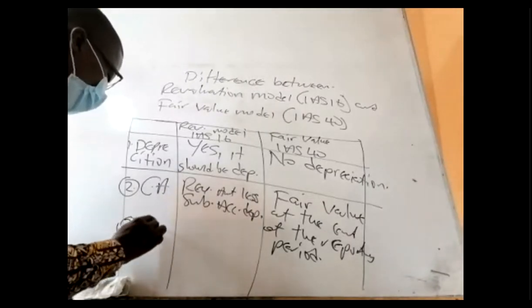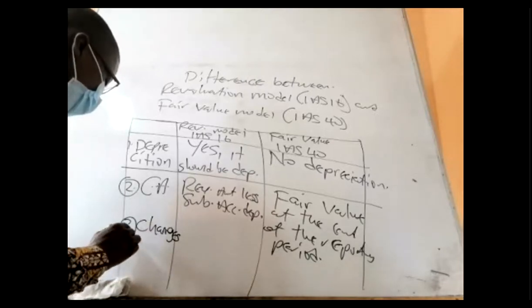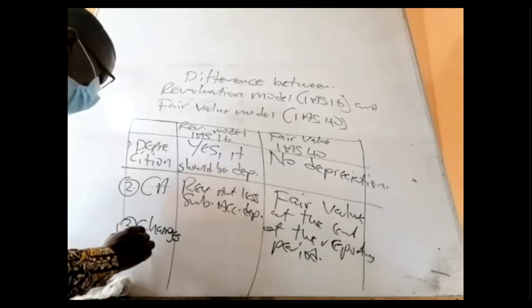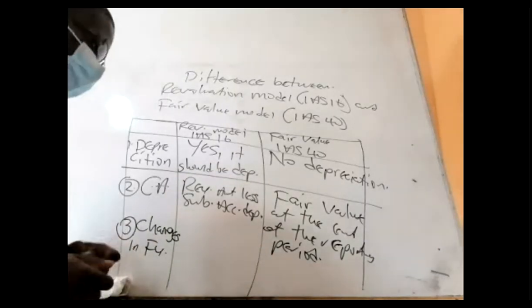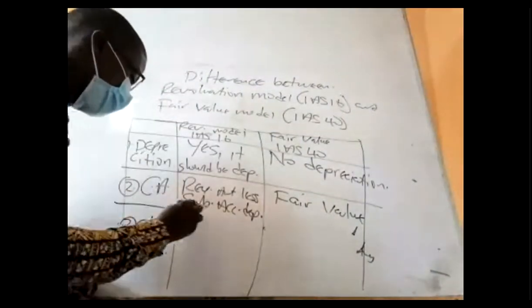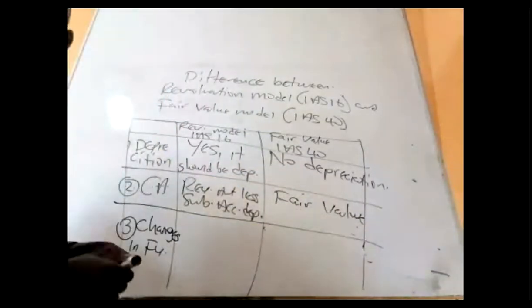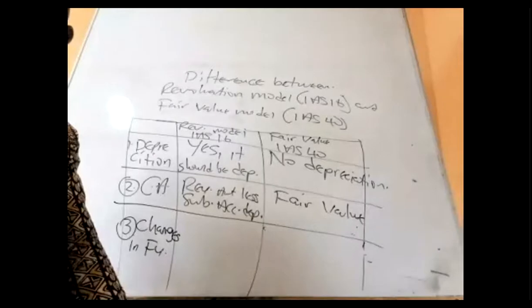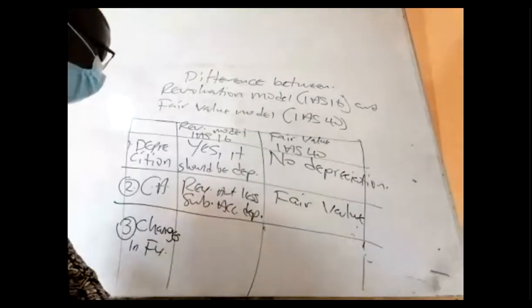Changes in the fair value. How do you record it? Changes in the fair value, meaning the revaluation differences. Where do you record them? So changes in fair value.